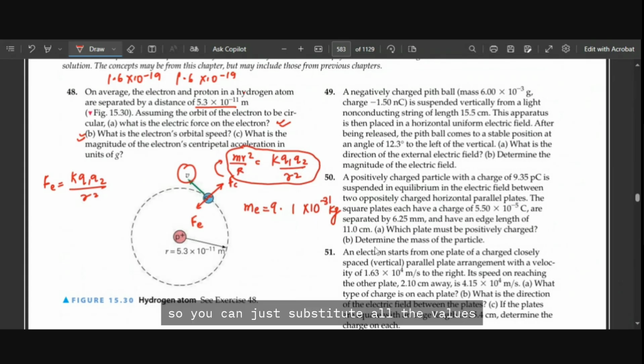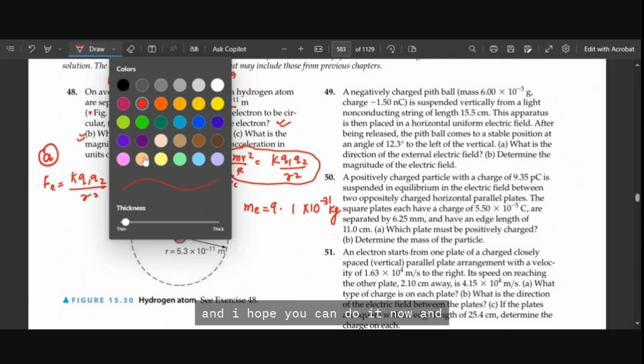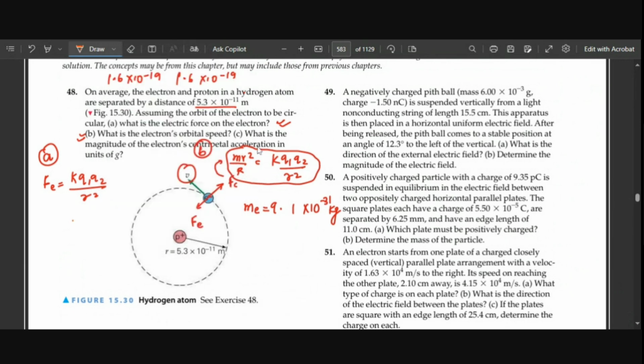So you can just substitute all the values and get the value of velocity from here. This was the B part, and I hope you can do it now. And it's important, you should do it.